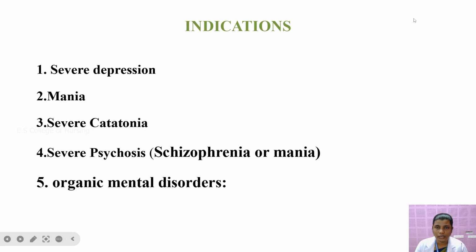Next, indications of electroconvulsive therapy. The first major indication is severe depression, where the patient has a suicidal risk, antidepressant drugs are not satisfactory, and they are also creating more side effects for the patient. At that time we stop the drugs and start electroconvulsive therapy. Second is mania, third is severe catatonia, and fourth is severe psychosis like schizophrenia or a manic condition. These are indications of electroconvulsive therapy.